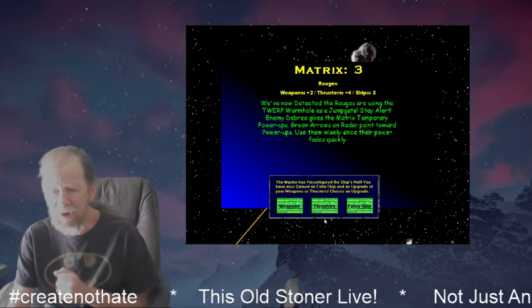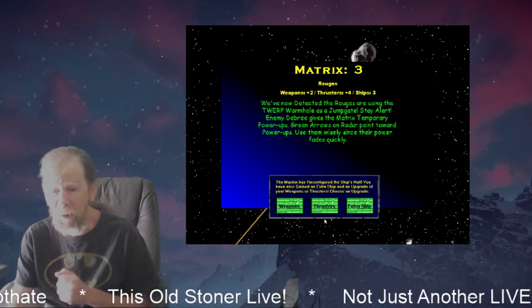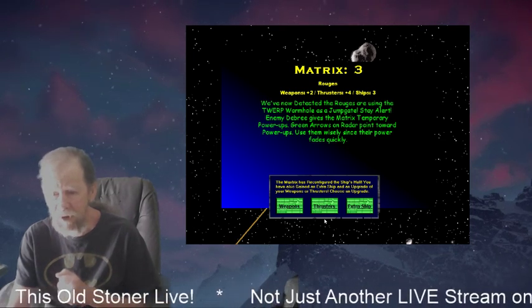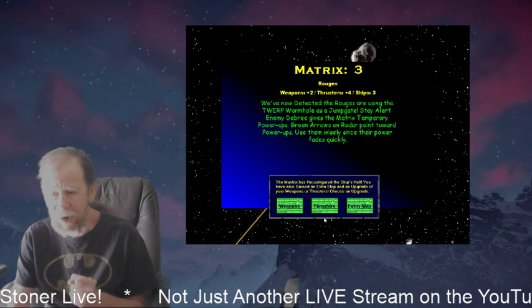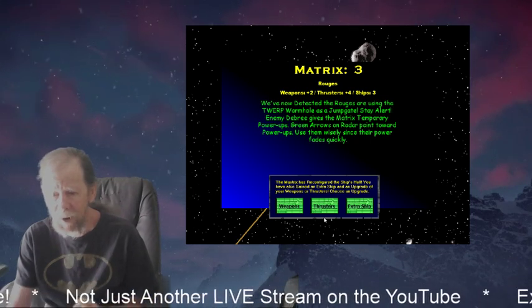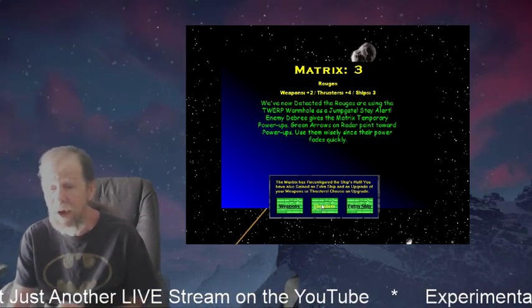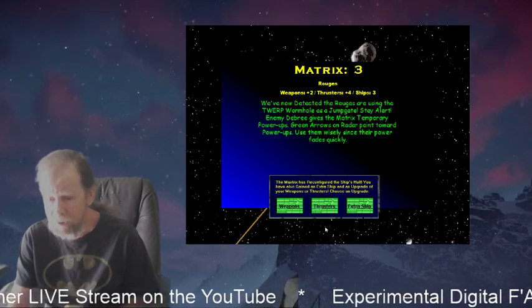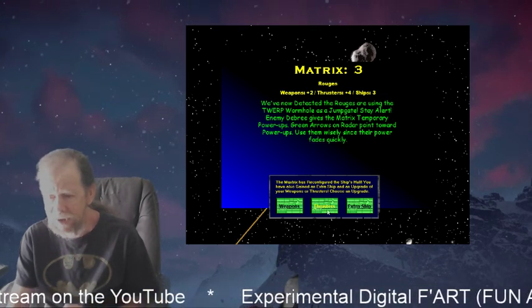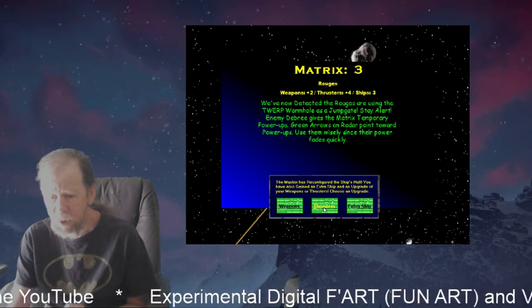We've now detected the rogues are using the TWRP wormhole as a jump gate. Stay alert. Enemy debris gives the Matrix temporary power-ups. Green arrows on radar point towards power-ups. Use them wisely since their power fades quickly.